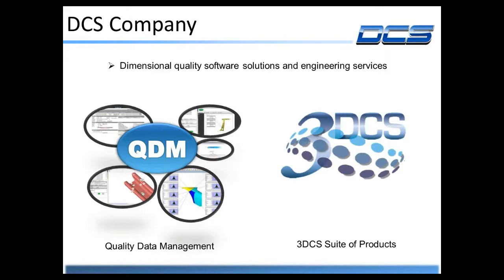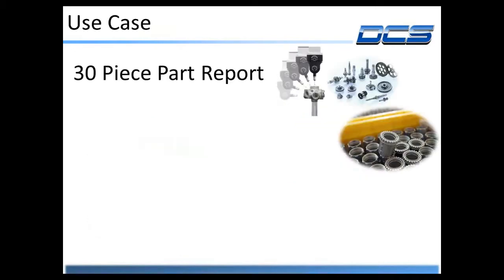Moving forward, DCS is an engineering software and services company that focuses primarily on 2 software suites, our QDM system, which is for quality data management, involves enterprise-wide quality data management. Today we'll be working with one particular component of QDM called QDM 3D, which is a standalone tool or can be put into a larger QDM system. In addition to that, DCS does work with 3DCS, a variation and tolerance analysis software system. But like I mentioned before, we're just going to be sticking to QDM 3D today.